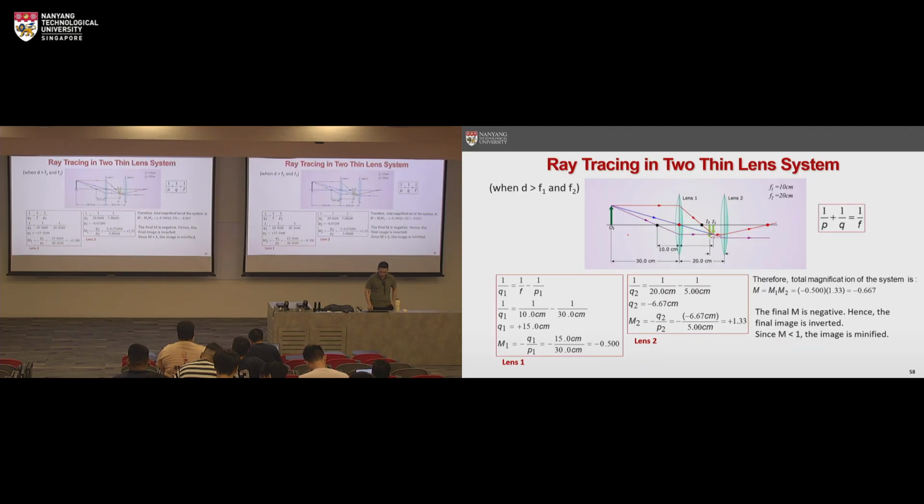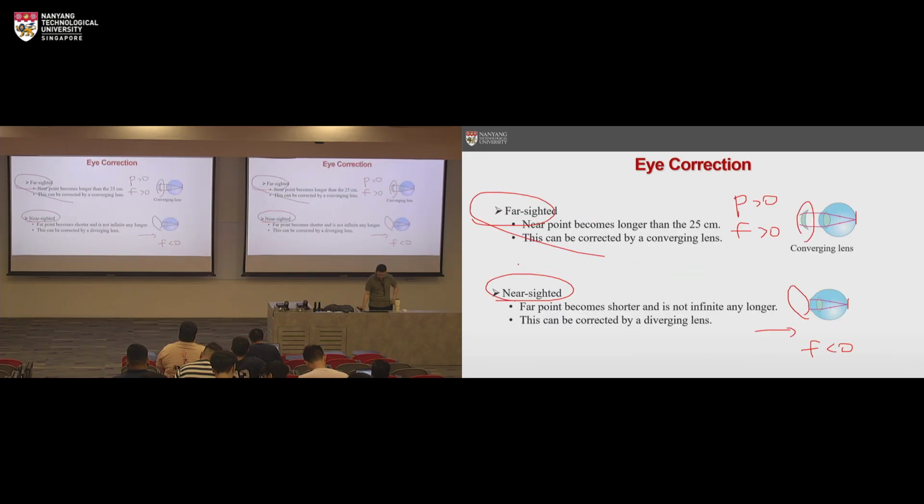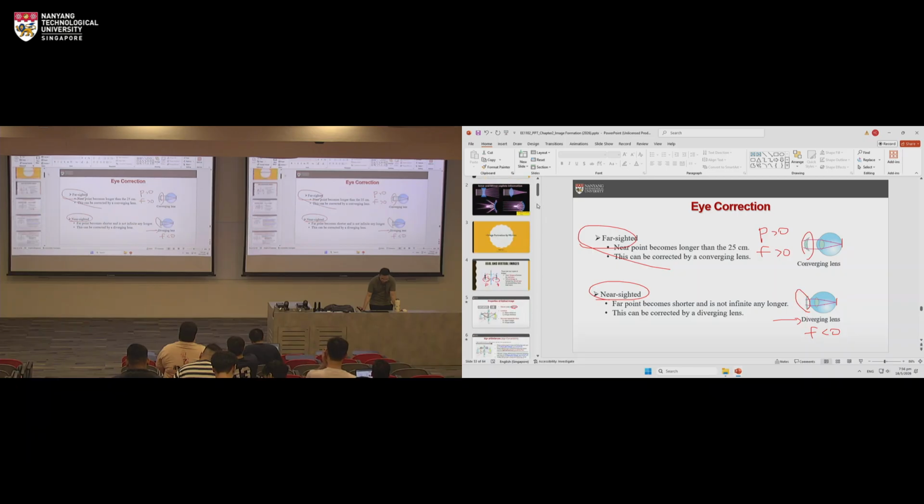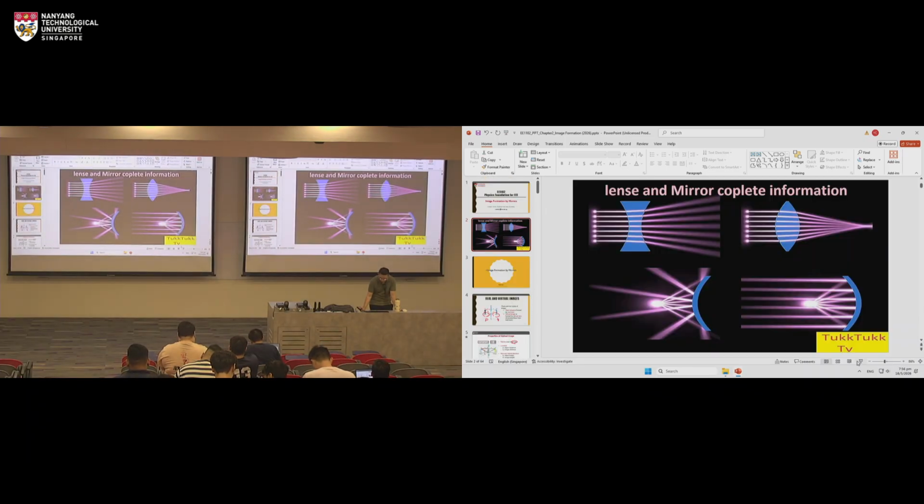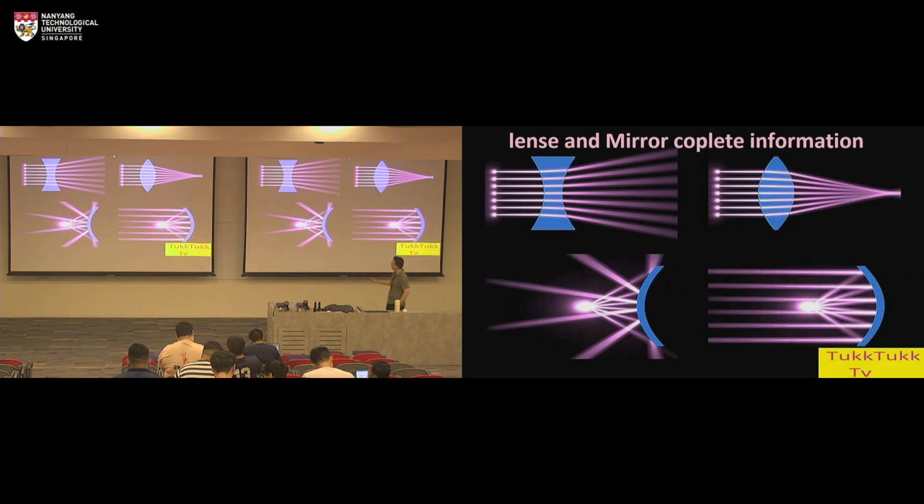All right, so in summary, chapter 2 more or less is about this diagram. As you can see, we have been talking about how to calculate the image. There are two types of lens and two types of mirror. All four utilize the same equation, which is 1 over P plus 1 over Q equals 1 over F.